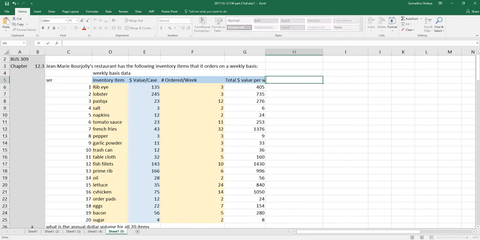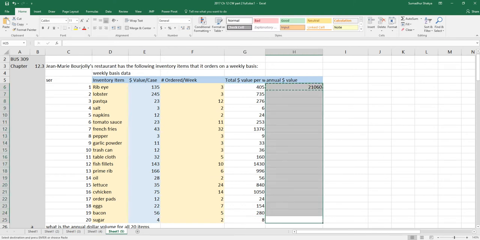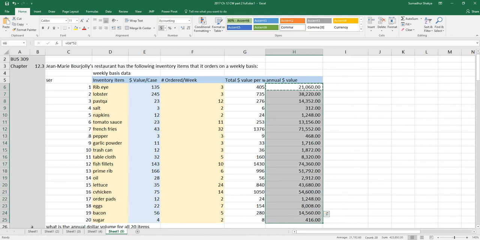Also, the annual dollar value would be this times 52. Let's bring that in as dollar values. Okay, this is good enough.